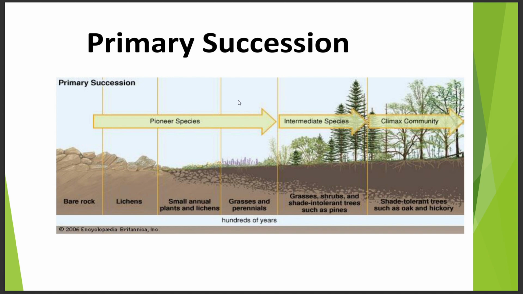The video would become lengthy, and I don't think these have that much importance in the syllabus either. Within 100 years, a primary succession happens: bare rocks, lichens, smaller annual plants, grasses, perennials, shrubs, shade intolerant trees, then shade tolerant trees.